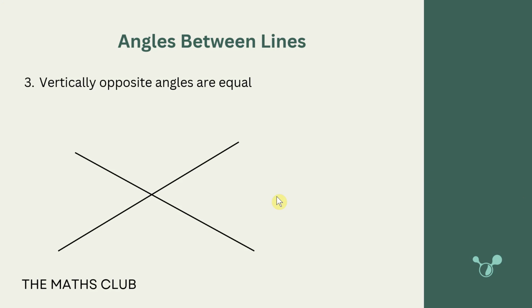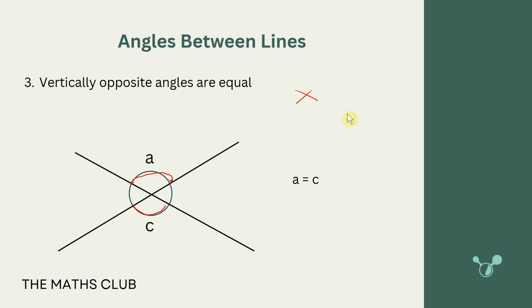The third point is vertically opposite angles are equal. First thing is to always look for an X sign. You see this X sign, it will always be there. When you see an X sign like this, from here up to this point is the angle A, and from here up to this point is the angle C. You can see A is opposite C because they are vertically opposite angles. A is equal to C.